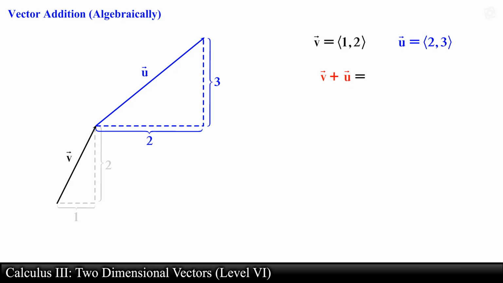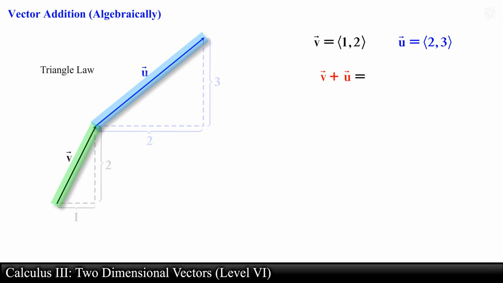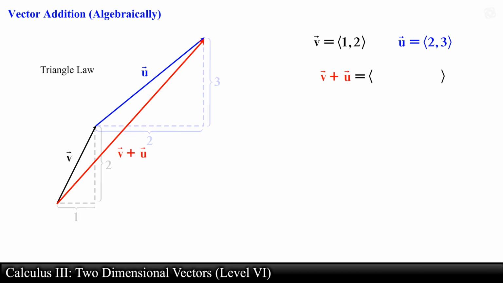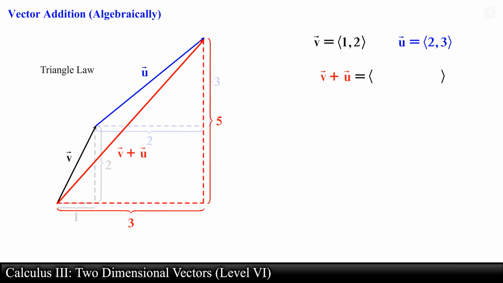Let's first find the sum of the vectors geometrically. So we go ahead and use the triangle law to find the resultant vector. Aligning the tail of vector u with the tip of vector v, we obtain the following resultant vector. Now let's analyze the components of the resultant vector. The x component of this resultant vector is equal to 3, and the y component is equal to 5.